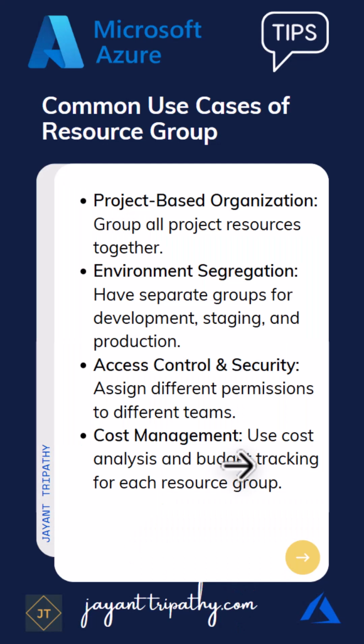Project-based organization, that is, group all project resources together. Environment segregation: have separate groups for development, staging, and production. Access control and security: assign different permissions to different teams. Cost management: use cost analysis and budget tracking for each resource group.